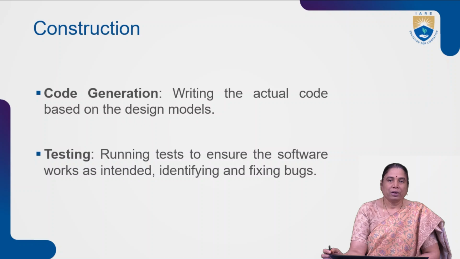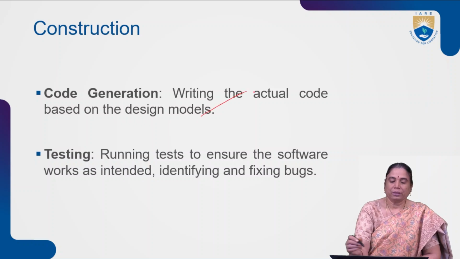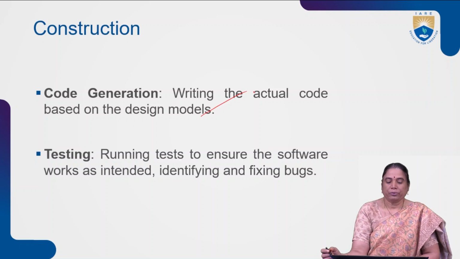The next framework activity is the construction activity. It involves code generation and testing. In code generation, we write actual code based on the design modules. Testing generally involves running tests to ensure the software works as intended, identifying and fixing the bugs.